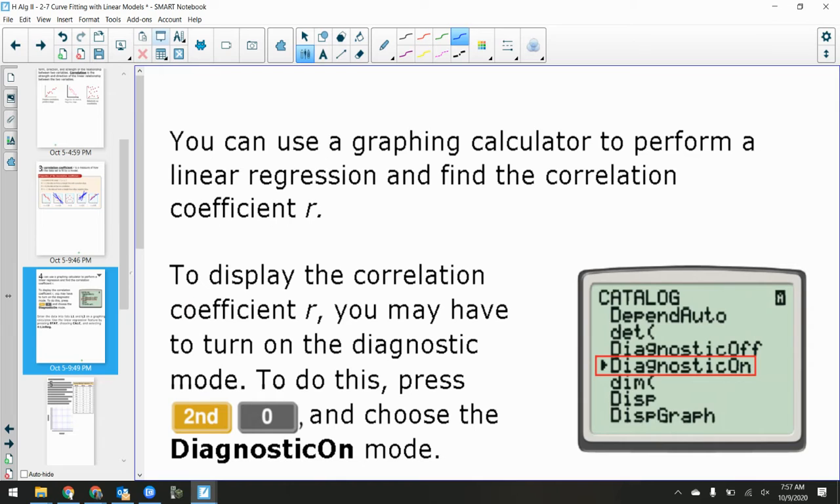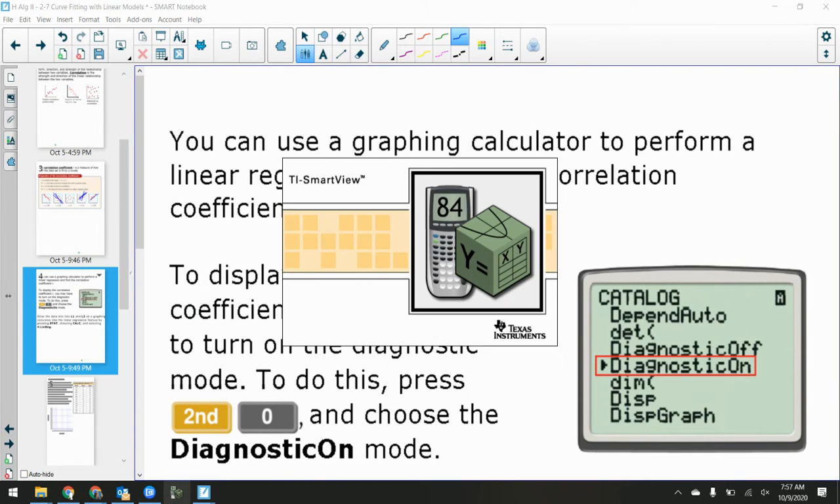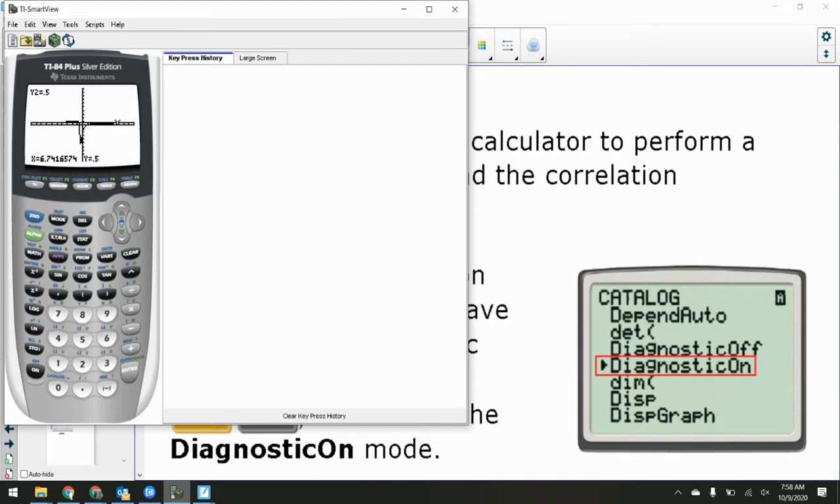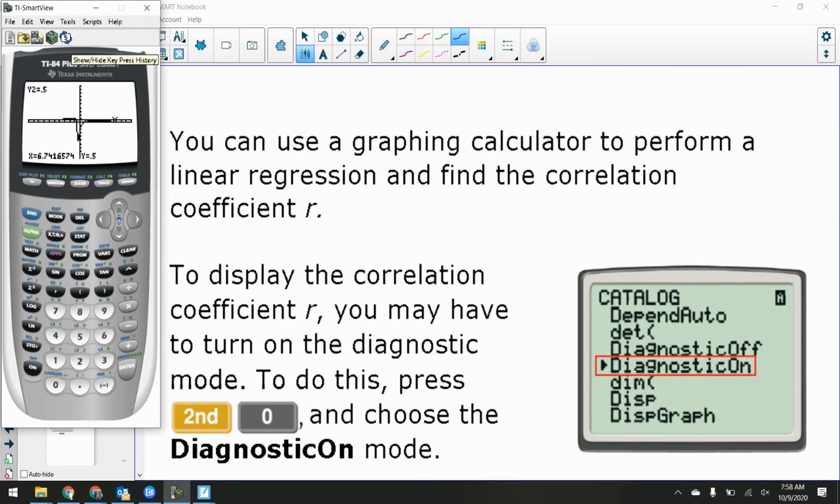Let's start by opening up our calculators and turning on what's called our diagnostics. Now, how do we do that? Well, we have to hit second, then 0. You see how above 0 it says catalog? That is the catalog of every function that your calculator does. So I'm going to go to the catalog here.